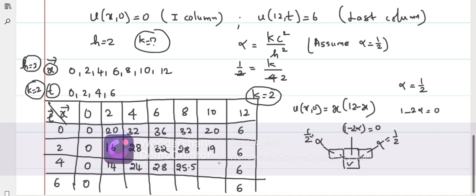28 plus 6, 34 divided by 2 is 17. And next 0 plus 24 divided by 2, 12. And 14 plus 28 divided by 2 is 21. 24 plus 25.5 divided by 2, 24.75. If it is correct, I have to say. 28 plus 17 divided by 2, 25.5 plus 6 divided by 2, 15. This is the answer. The only thing is, for the heat equation you have to remember this formula.